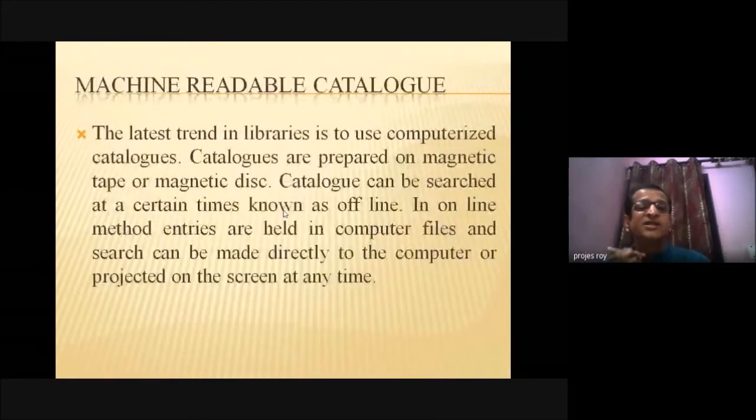And coming to the machine-readable catalog cards. The latest trend in the library is to use a computerized catalog. This is the era of the computerized catalog card. No more people are using the conventional microform, microfiche, or card catalog; they are just going to be eliminated from the market, because they are not required anymore.